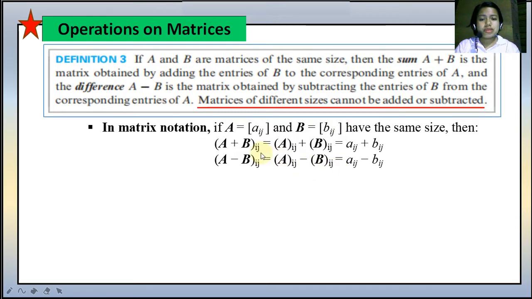Then the sum of the two matrices can be obtained by adding each entry of matrix A to the corresponding entry of matrix B, so adding entries of the same row and the same column.